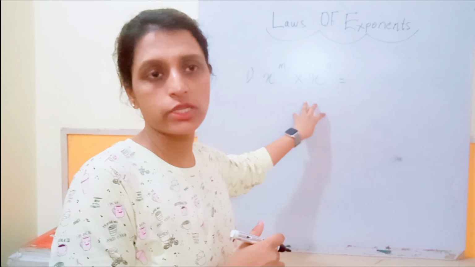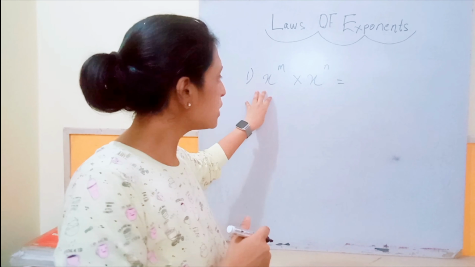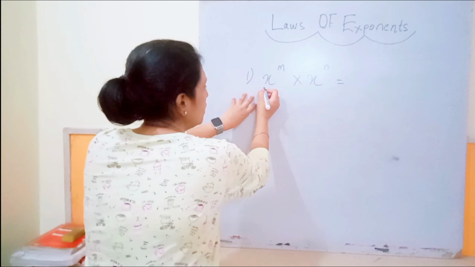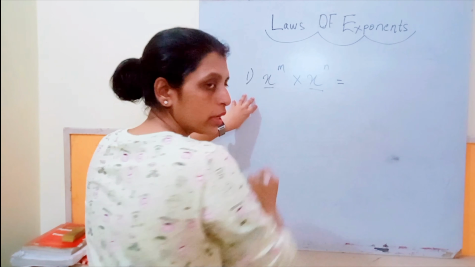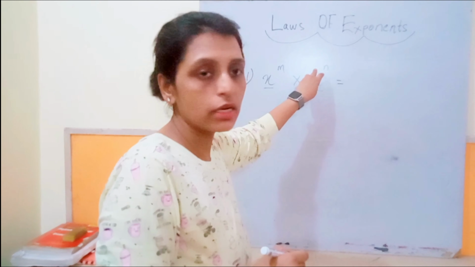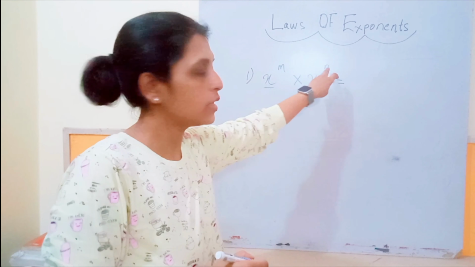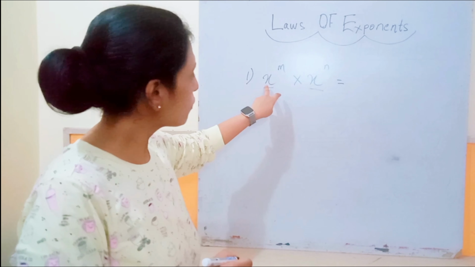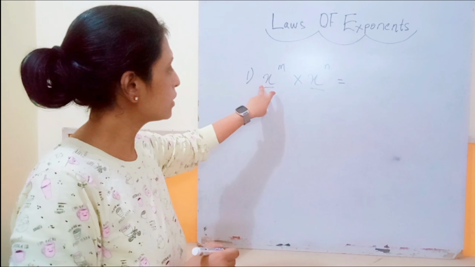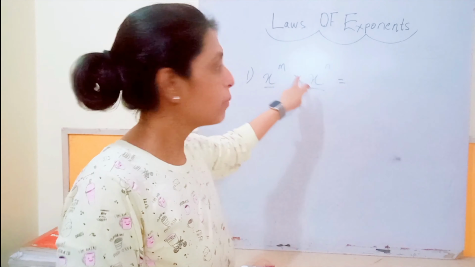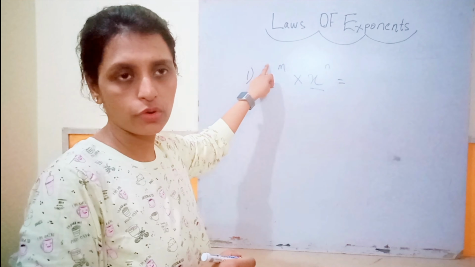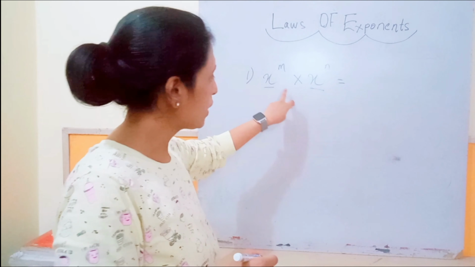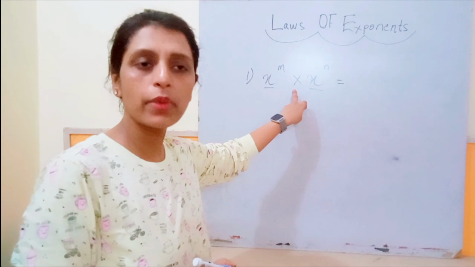rule of product. In this, when the bases are the same, here this is called the base, and the powers are different. m and n are the two powers. So when the bases are the same, here is also x, here is also x, but the powers are different. Here x to the power m and here x to the power n, and these two are multiplied.